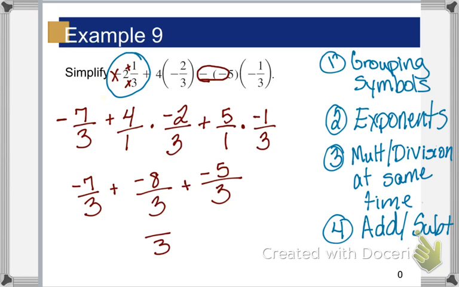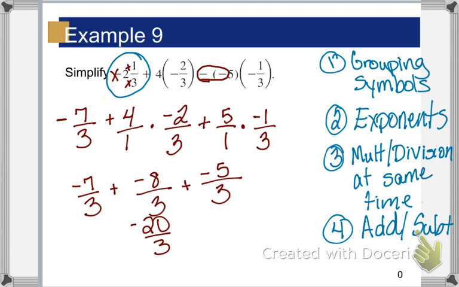Thank you. Negative 20. Okay, now, that is an improper fraction. Negative 20 over 3 is improper, just like negative 7 over 3. This is okay. I want you to leave it improper. Leave it improper. Okay?